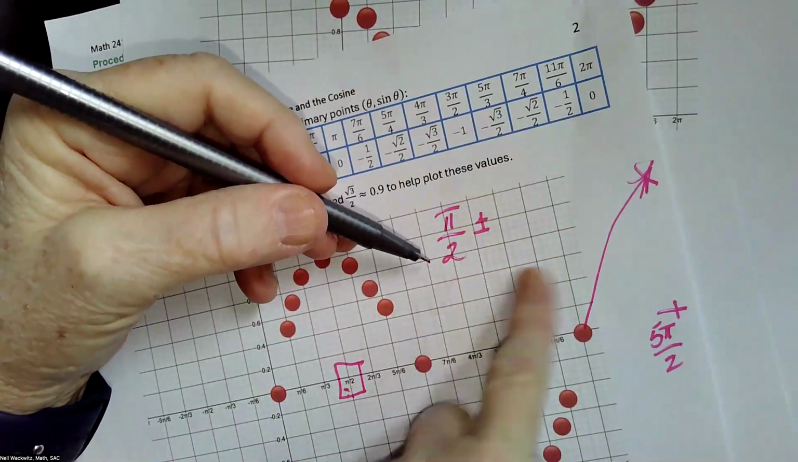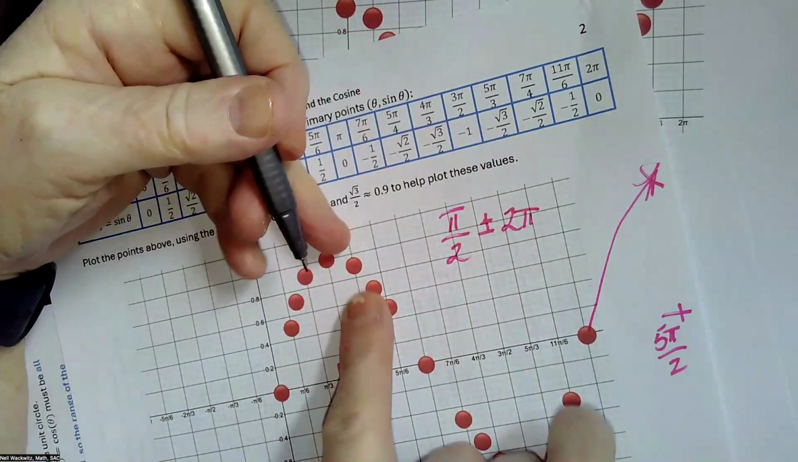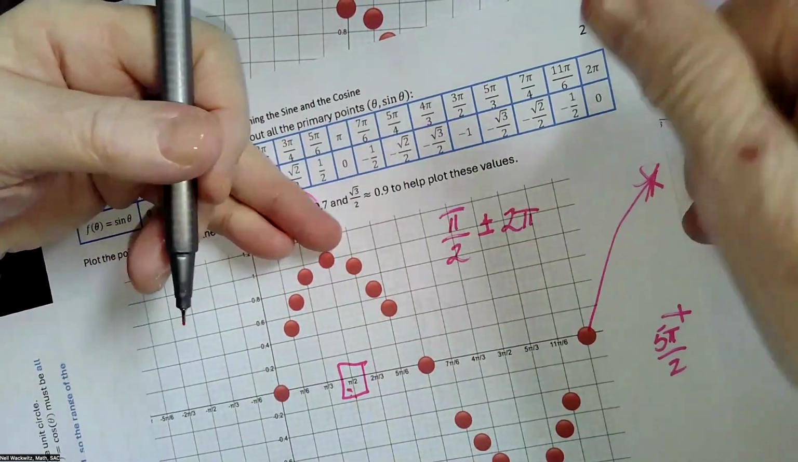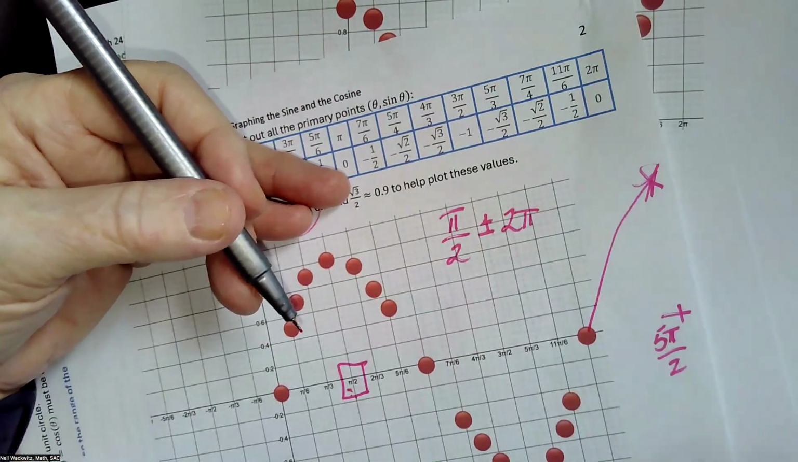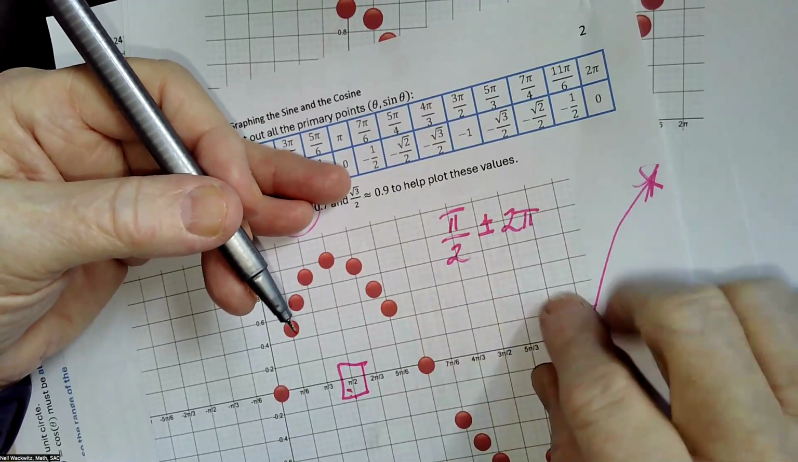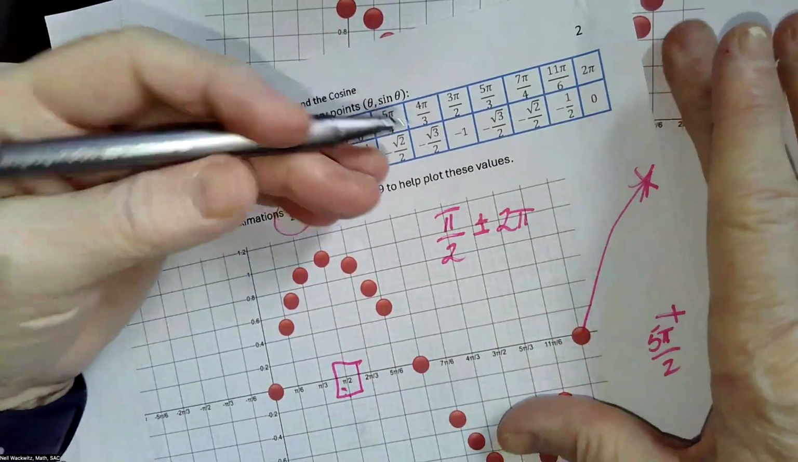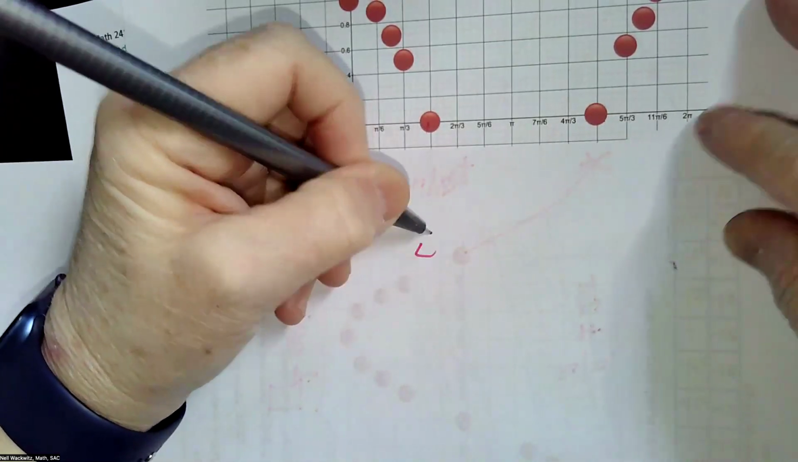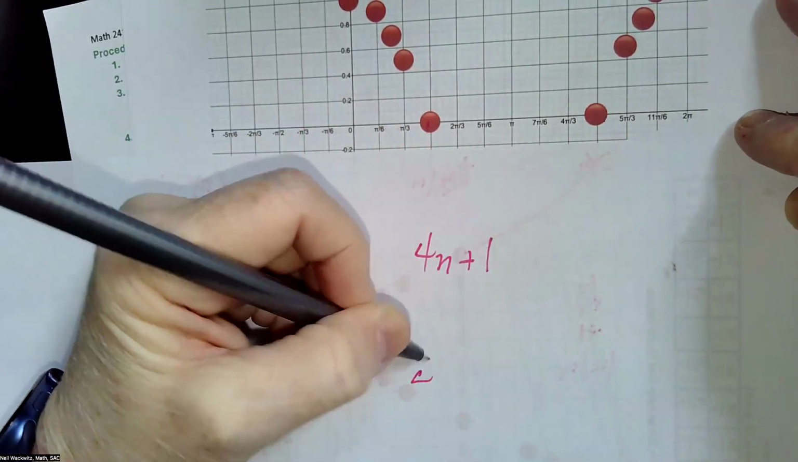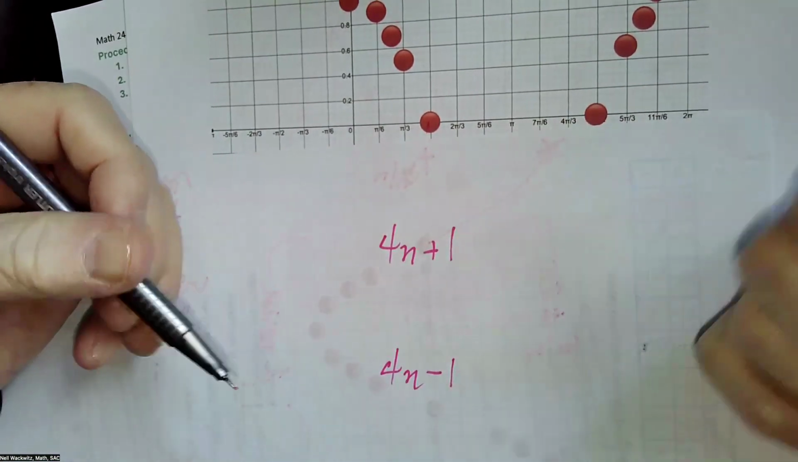So if we start at pi over 2, we can add or subtract 2 pi, and we'll always be at a maximum for sine. But that's not an easy way to describe every max. So we're going to do this by, remember how we described all of the odd numbers, that the odd numbers were in 2 groups. We had 4n plus 1 and 4n minus 1. And an odd number was either in one or the other.